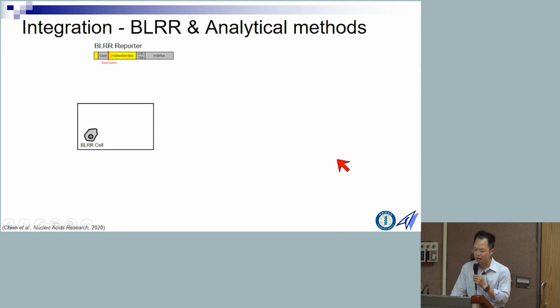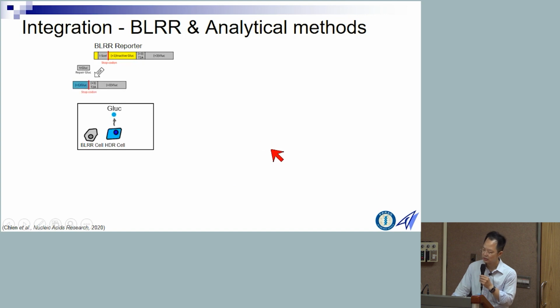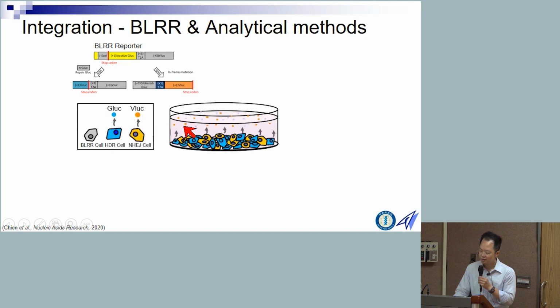So this is what it's going to look like if you allow it to be expressed in the cell stably. BLRR under normal circumstances with no cut is not going to have any signal. Then when it's cut and undergoes HDR, it's going to emit GLUC, which is naturally secreted into the medium or blood or biofluid. And VLUC, likewise, is the same.